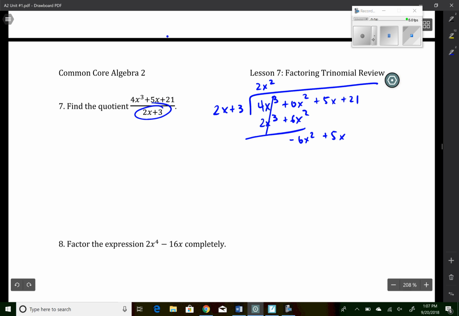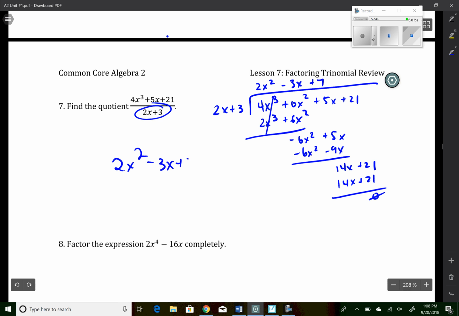So then we have negative 3x, so that's negative 6x squared minus 9x, plus, so that becomes 14x plus 21. Multiply this by 7, and we get the same thing twice, which means no remainder, which is good for us. So my answer here is 2x squared minus 3x plus 7.